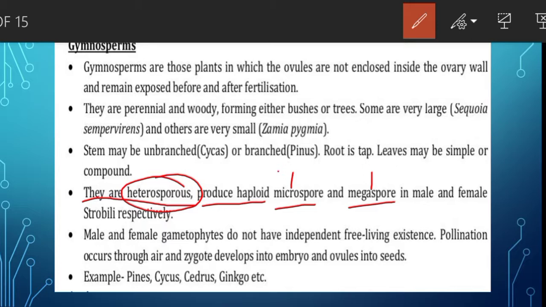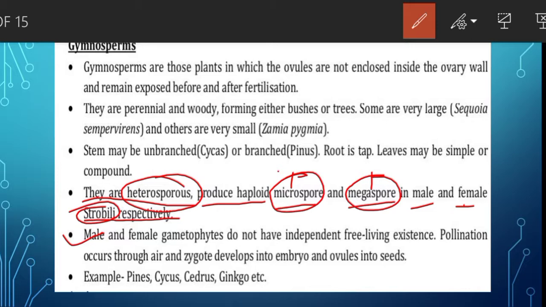They produce haploid microspore and megaspore in male and female strobili respectively. These are fruiting bodies. In male strobilus the microspore is produced, and in female strobilus the megaspore is produced. Again both are haploid. Now, male and female gametophytes do not have independent free living existence. They do not live freely. Male and female gametophytes are present on the same plant.